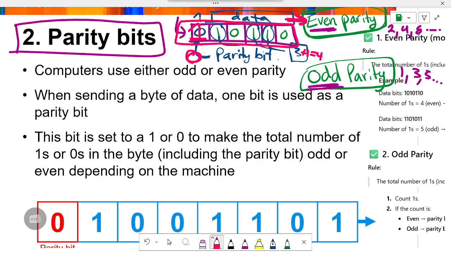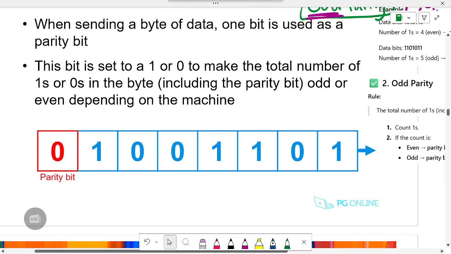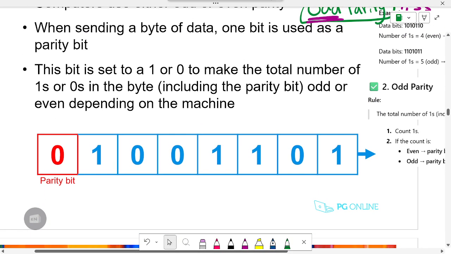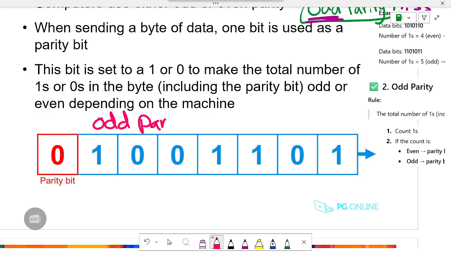Let's do some examples. Okay? Here, I need your eyes open. If I'm using odd parity, so the very first thing is to read the question. I'm going to use odd parity. Okay? Should this number be a 0 or a 1? What do you think?